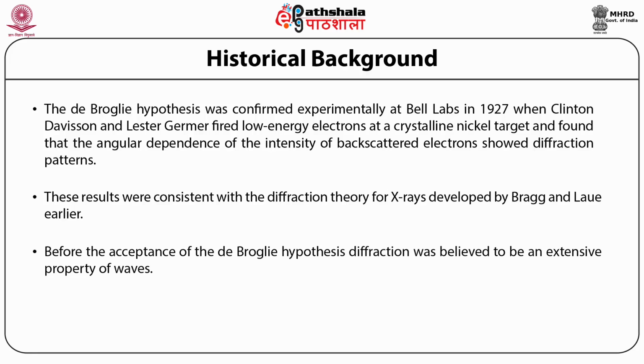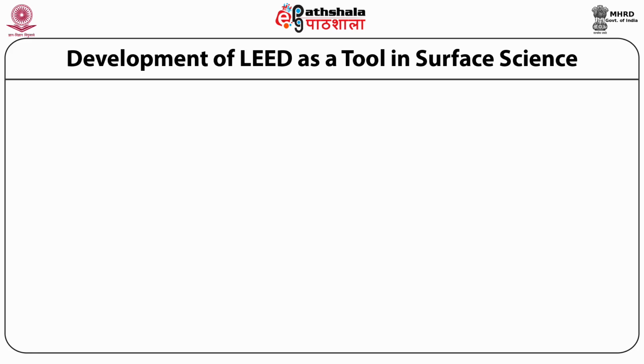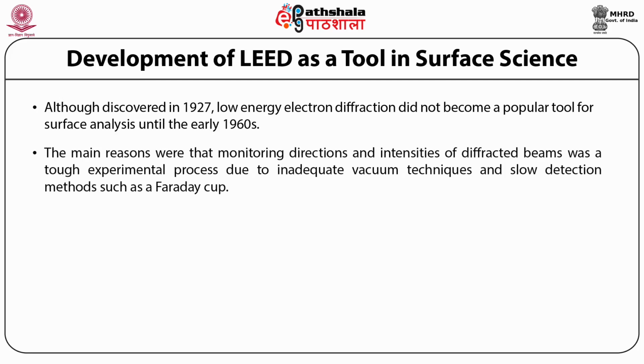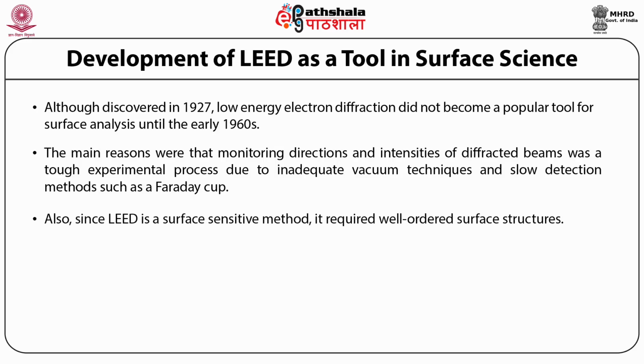Before the acceptance of de Broglie's hypothesis, diffraction was believed to be an exclusive property of waves. Development of LEED as a tool in surface science. Although discovered in 1927, low-energy electron diffraction did not become a popular tool for surface analysis until the early 1960s. We have already discussed that. The main reasons were that monitoring directions and intensities of diffracted beams was a tough experimental process due to inadequate vacuum techniques and slow detection methods such as the Faraday cup. Also, since LEED is a surface sensitive method, it required well-ordered surface structures.